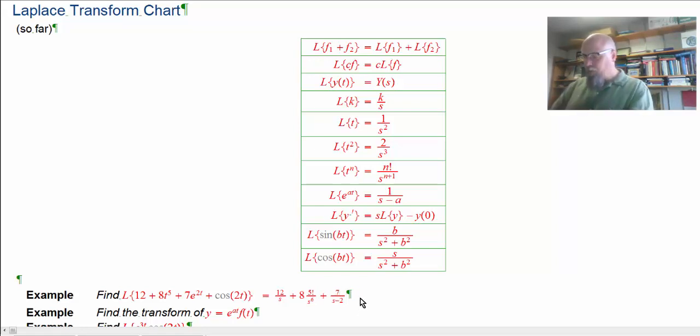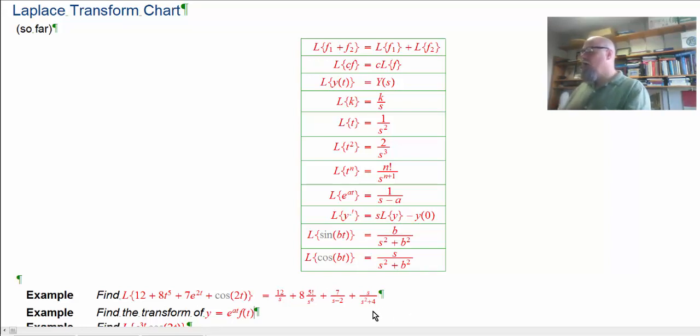And finally, the transform of cos 2t. So here's our cos transform formula, where b is 2. So this b squared is a 4. There's a b on top of the sine, and there's no b on top of the cosine. So there, we've transformed this function using the chart.